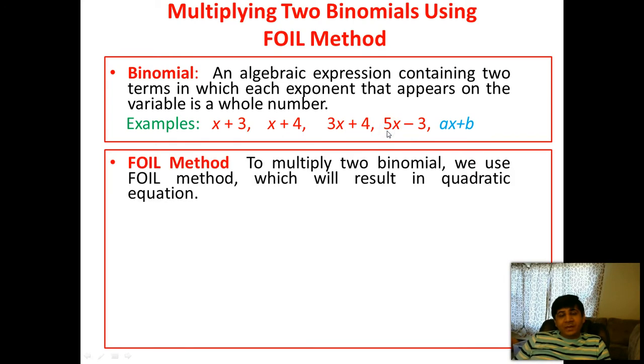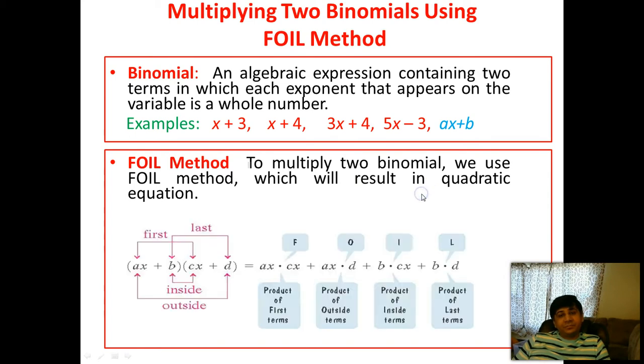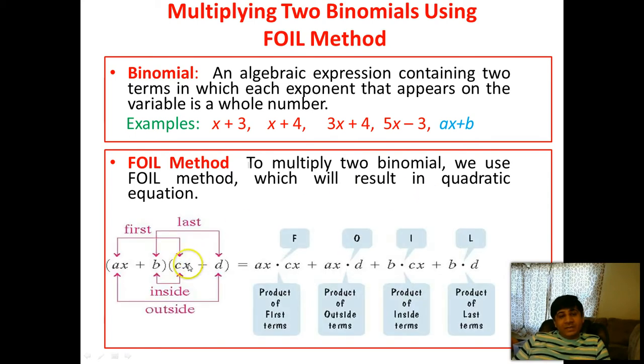Now let's look at the second terminology we introduced, the FOIL method. I am 99.9% sure you have seen this and you are an expert on this one. You know more than me on this FOIL method. This method is used to multiply two binomials, and when we are done with the multiplication, after cleanup, we result in a quadratic expression. So the FOIL method works like this.